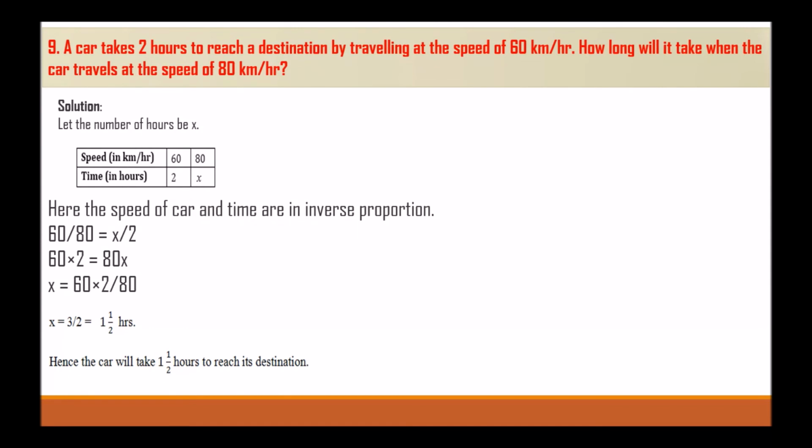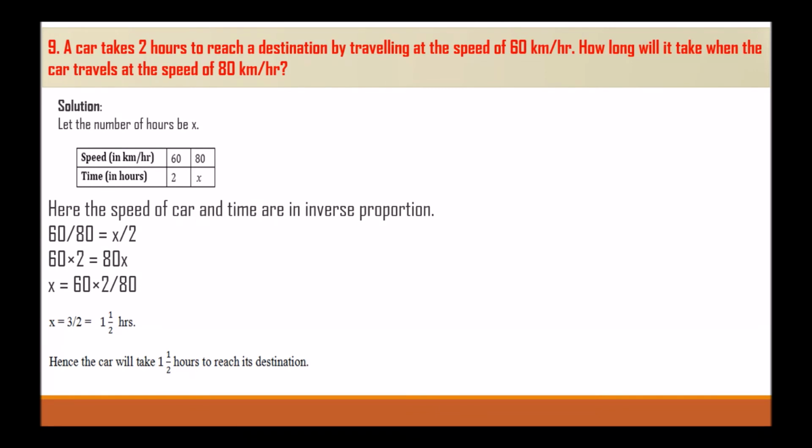Ninth, a car takes 2 hours to reach a destination by traveling at a speed of 60 kilometers per hour. How long will it take when the car travels at the speed of 80 kilometers per hour? So let the number of hours be x. Here the speed of the car and the time are in inverse proportion.